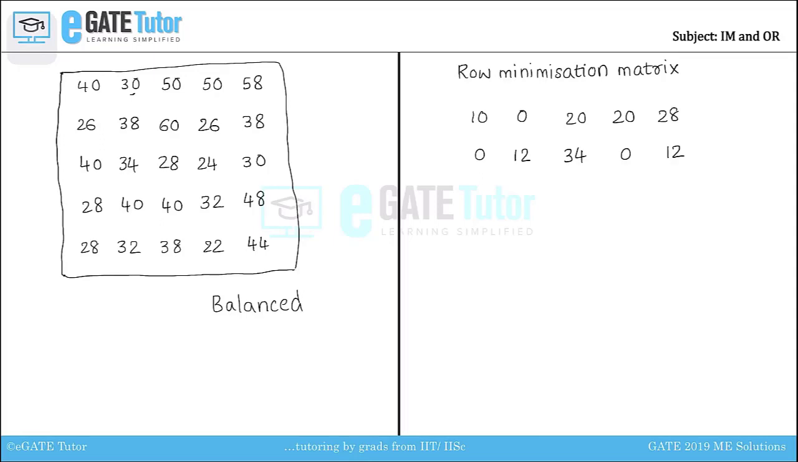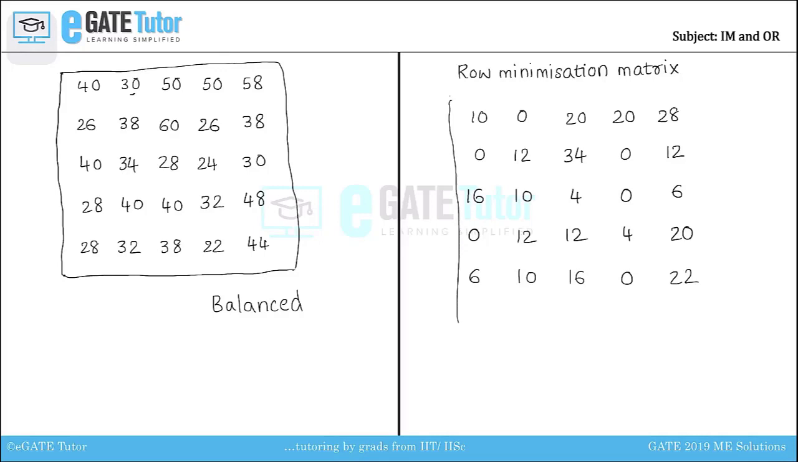Coming to the third row, the minimum value is 24. When 24 is subtracted from all the 5 elements of the third row, we get 16, 10, 4, 0 and 6. Coming to the fourth row, the minimum entry is 28. When we subtract 28 from all the 5 entries of the fourth row, we get 0, 12, 12, 4 and 20. Coming to the last row, the minimum value is 22. When we perform a similar procedure for the fifth row, we get 6, 10, 16, 0 and 22. So this is how we get the row minimization matrix.